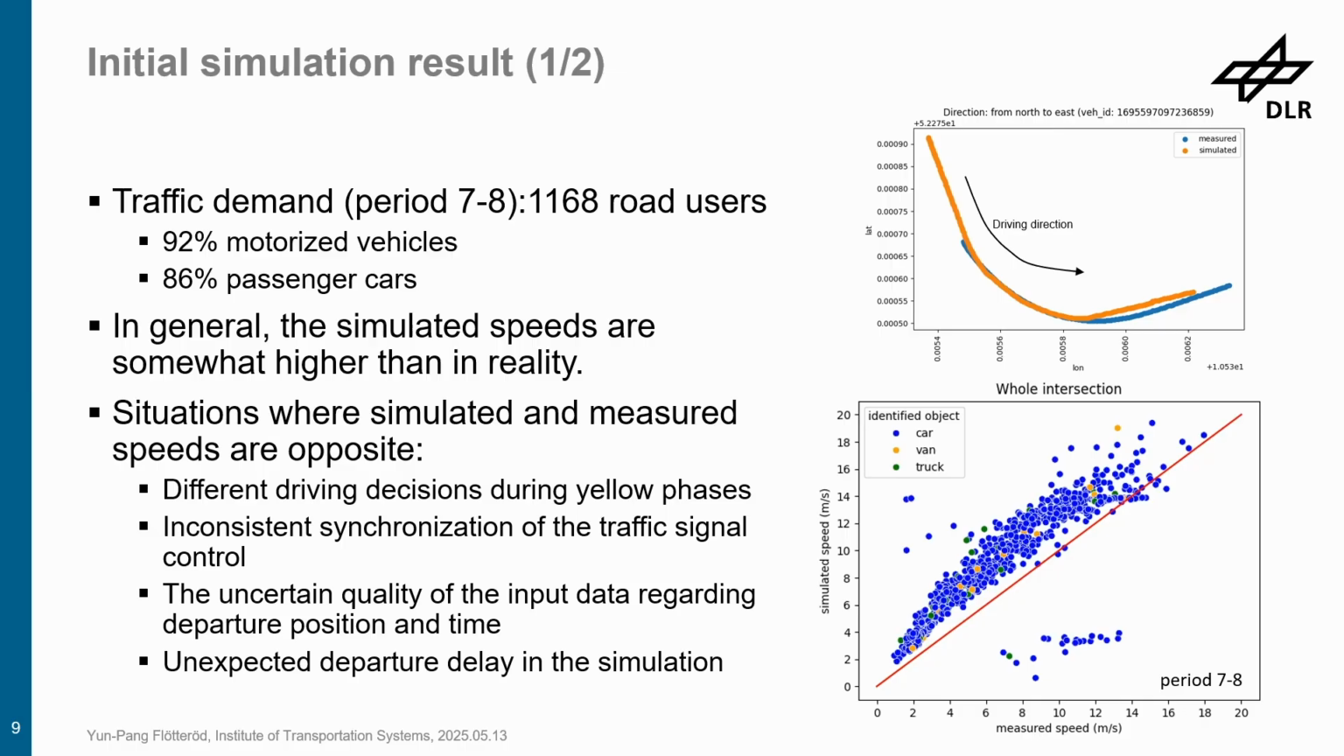Some drivers decide to stop, some drivers decide to go for it, just passing the yellow phases. And the other reason could be the inconsistent synchronization of the traffic signal control, and we have to further investigate this point. And it could also be due to the uncertain quality of the input data regarding departure position and the departure time. Once the departure time is perhaps only 2 seconds later, then this vehicle has to stop there and wait for the next green time. And then it could result in this situation.